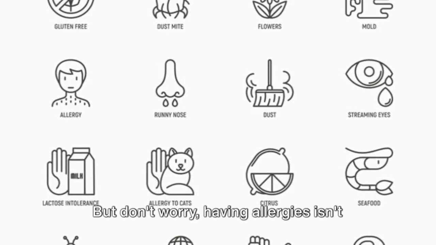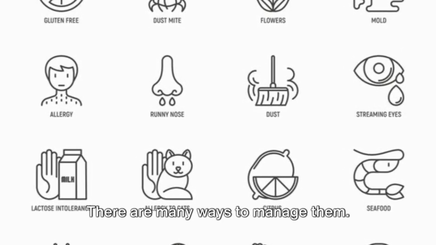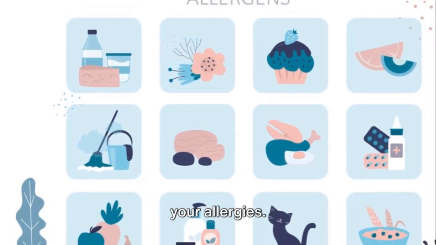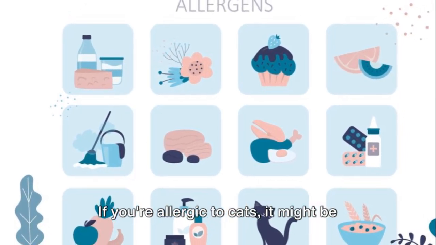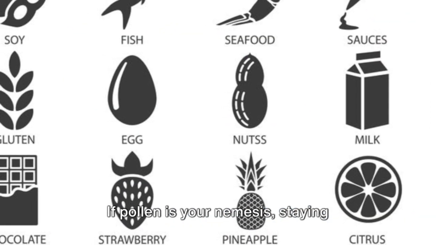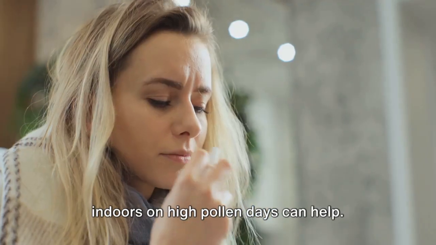But don't worry, having allergies isn't the end of the world. There are many ways to manage them. The simplest way is to avoid what causes your allergies. If you're allergic to cats, it might be best to admire them from a distance. If pollen is your nemesis, staying indoors on high pollen days can help.